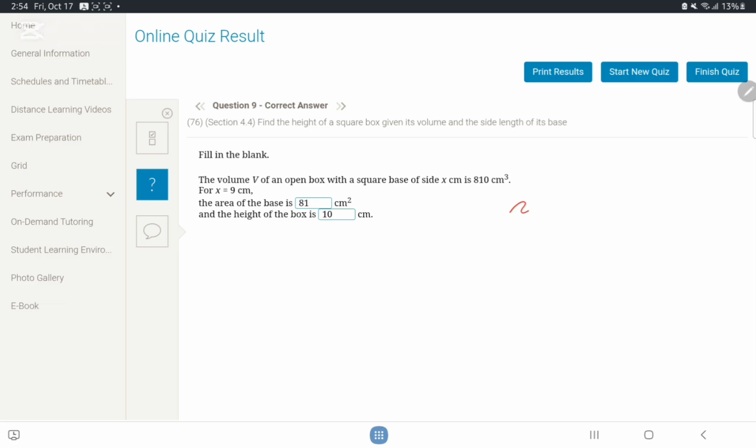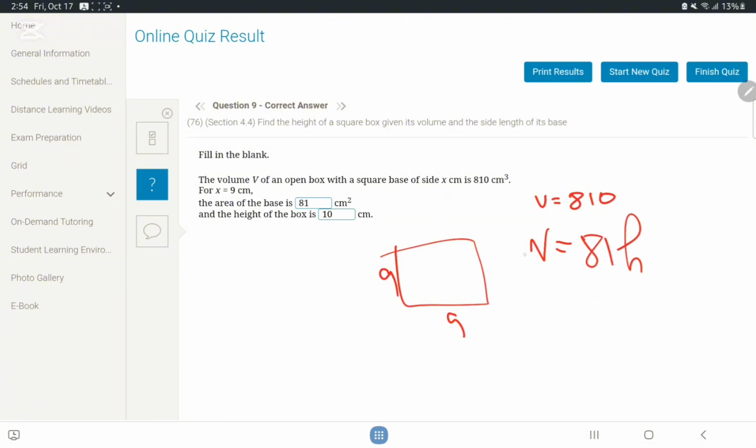Okay, what is the rule for the volume? It's the area of the base multiplied by the height. So basically the volume is equal to 810. X is equal to 9, so it's a square, so it's 9. Okay, the area of the base is basically side squared, so 9 squared is equal to 81. Now, since the volume is equal to side squared, yani area of the base multiplied by height, and side squared was 81, and you know that the volume is 810, you will get that the height is equal to 10.